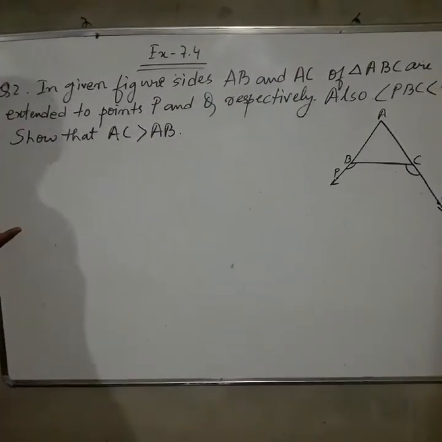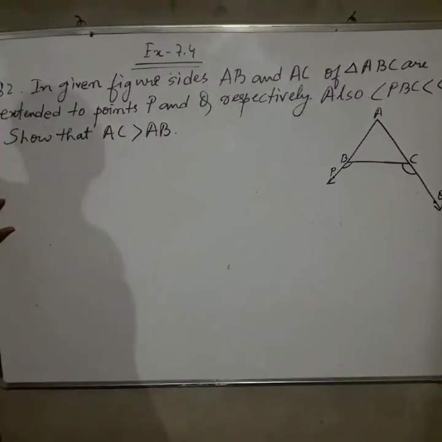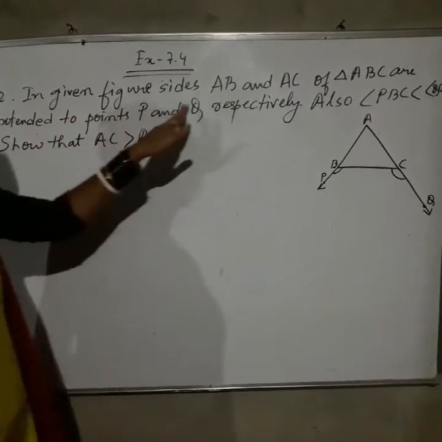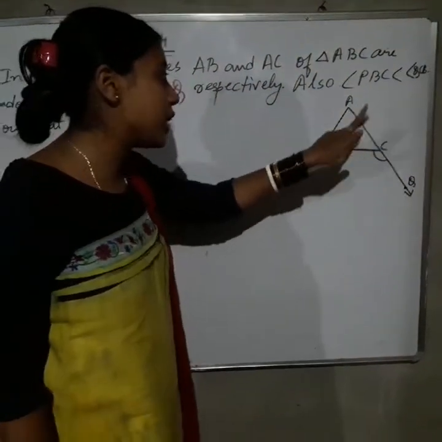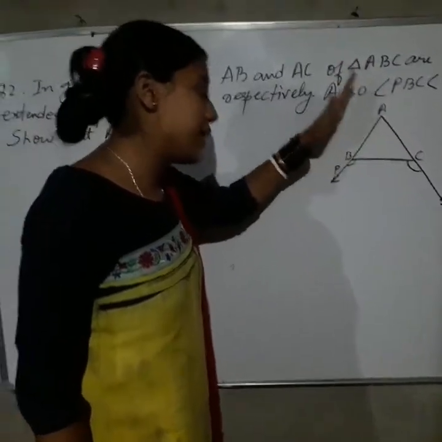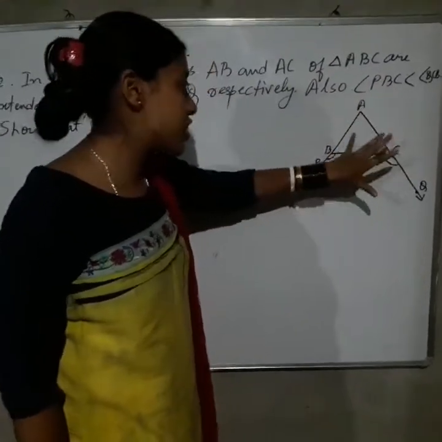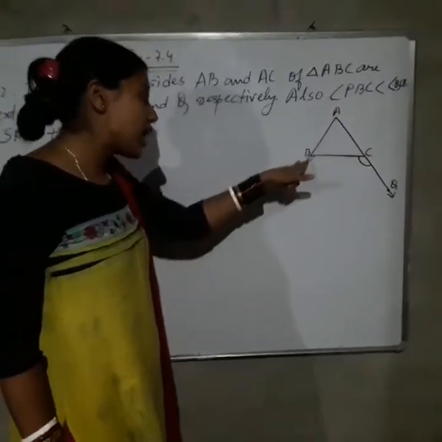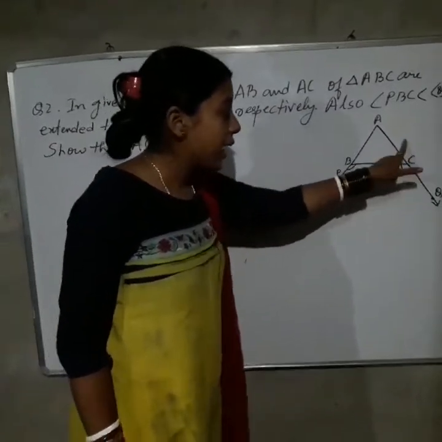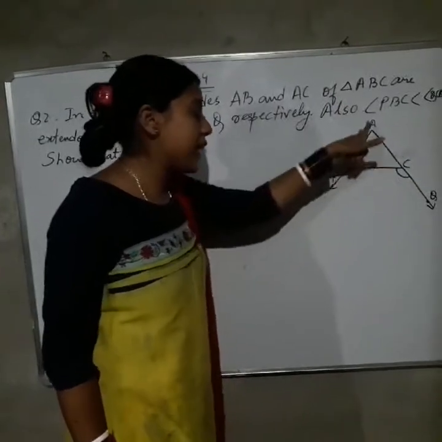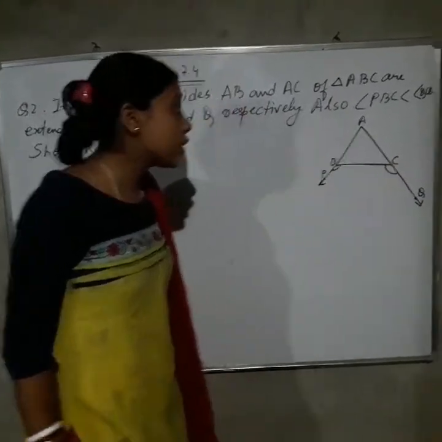Okay, now let's do question number 2. What does question number 2 say? In the given figure, sides AB and AC of triangle ABC are extended. AB is extended to the point P and AC is extended to the point Q.